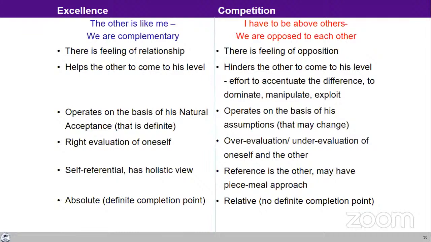There we can discuss about this excellence and competition. When we think about excellence, if you are able to see that the other is like me, we are complementary to each other, we can work together with the feeling of relationship. We can help the other to come to my level. If I have less competence, I can seek the help of the other person.